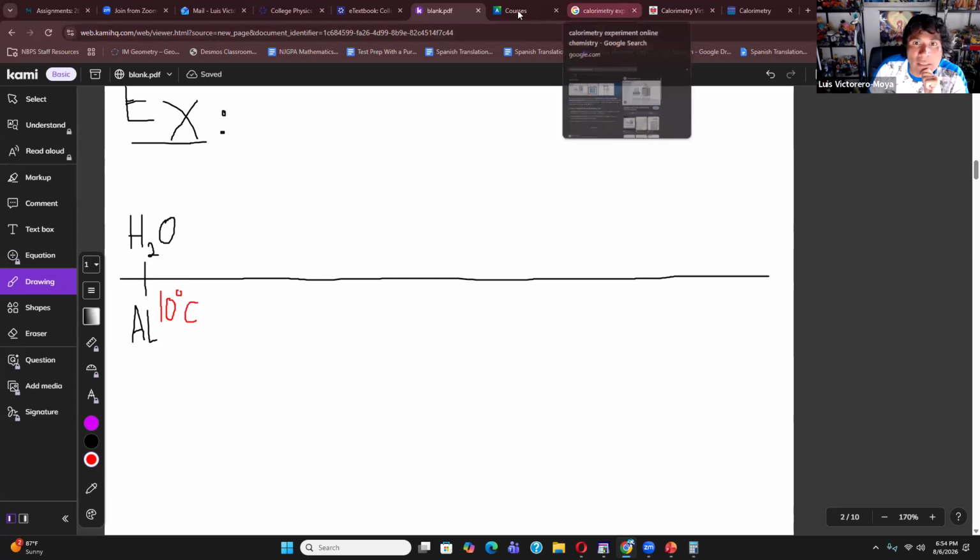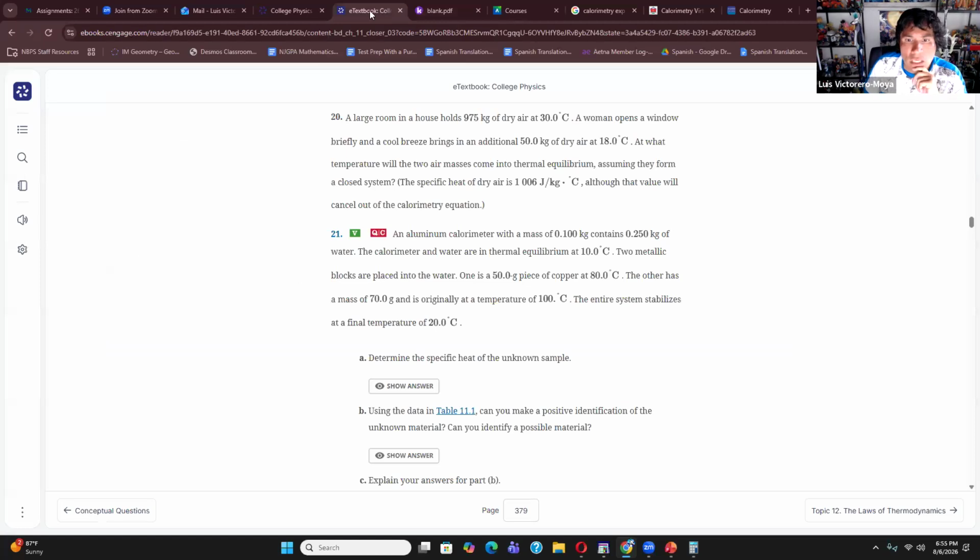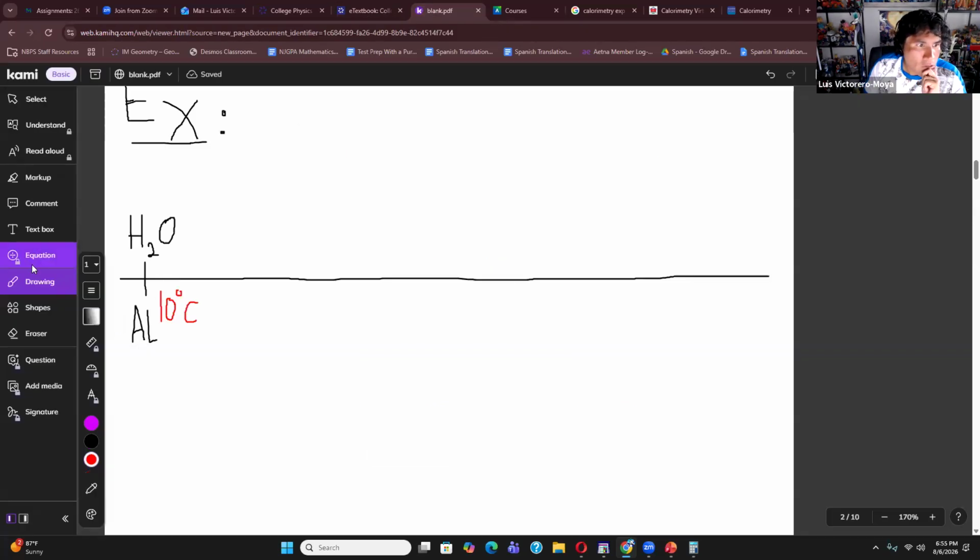Now the mass of water is 0.250 and the mass of aluminum is 0.100. So 0.100 for this guy. So 0.1 and 0.250 for water. So quite a bit, basically a very realistic experiment.